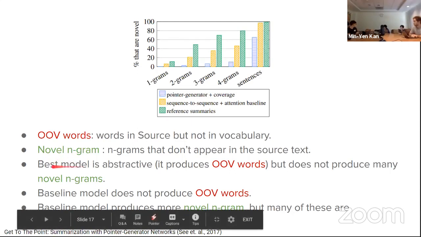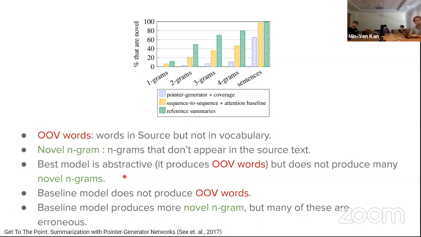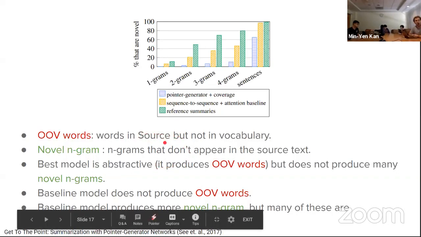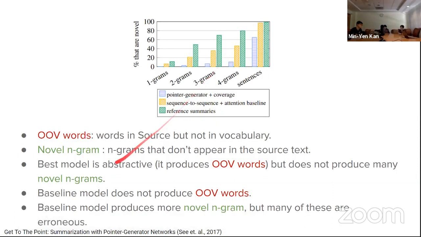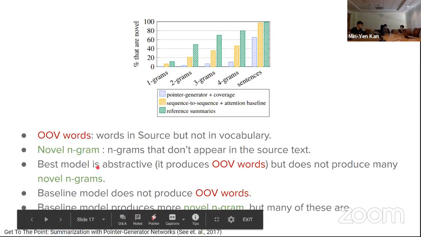Okay, so our best model, the pointer generator model, is abstractive because it is able to produce out of vocabulary words that are not in the source document. But it's not actually better for producing novel n-grams than our baseline. So this is actually quite interesting. It's quite controversial in terms of n-grams, although it can produce out of vocabulary words.